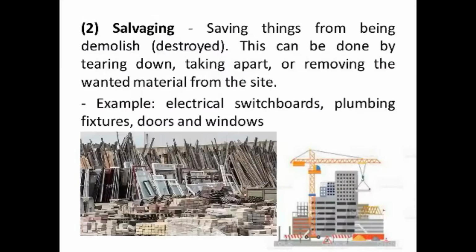Meron namang mga gamit pa sa site na kailangan natin i-demolish na pwede pang mapakinabangan or pwede pang magamit in the future. So, yun ang mga kailangan natin i-salvage. Salvaging is saving things from being demolished or destroyed. This can be done by tearing down, taking apart, or removing the wanted material from the site. Example ng mga bagay na pwedeng i-salvage sa isang old na building ay ang mga electrical switchboards, plumbing fixtures, katulad ng bathtubs, mga sinks, pwede rin yung mga doors and windows.